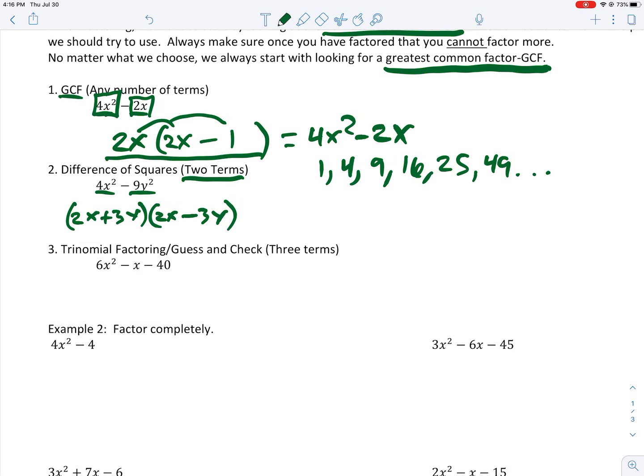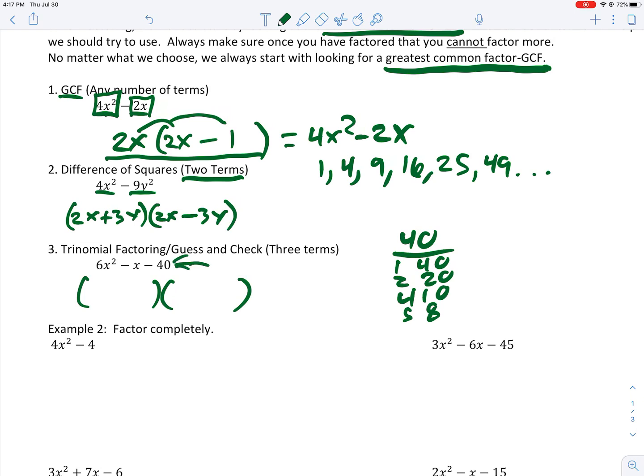Okay, if you have three terms, now we're going to be doing trinomial factoring. Some of you, depending on your method, might use a box, a diamond method, or guess and check. Whatever you need to do to factor this. I know it's going to be two binomials. So I need the factors of 40: 1 and 40, 2 and 20, 4 and 10, 5 and 8.